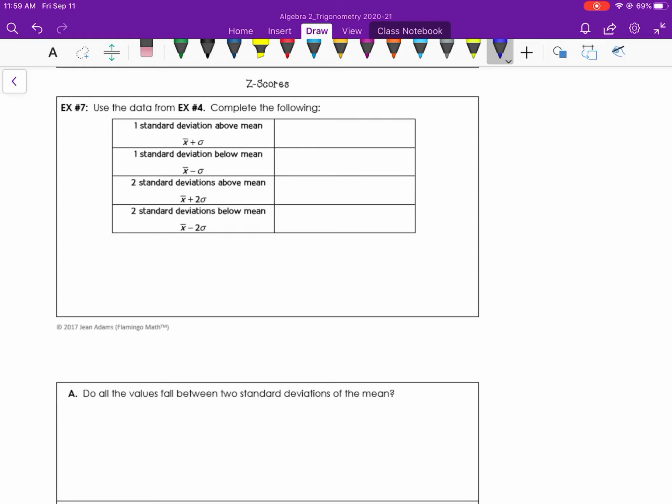For example 4, our mean was 44.65 and our standard deviation was 6.07. So we're going to go above and below the mean for these. To calculate one standard deviation above the mean, just do your mean plus one standard deviation, and then we get 50.72.